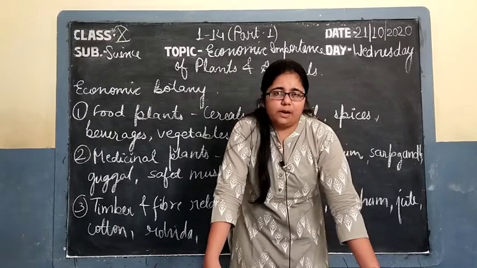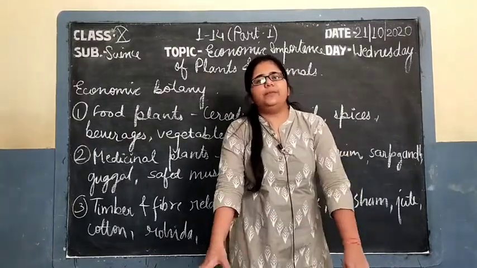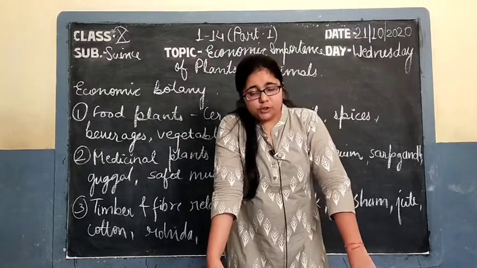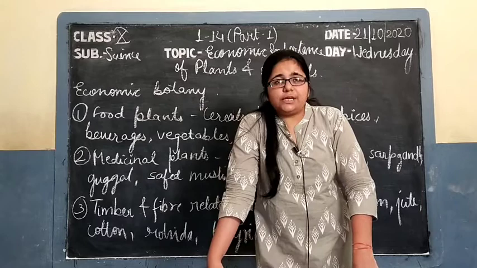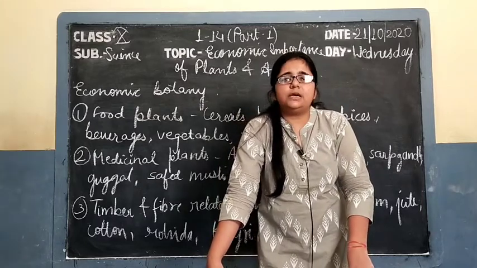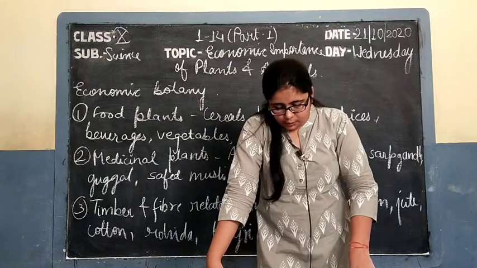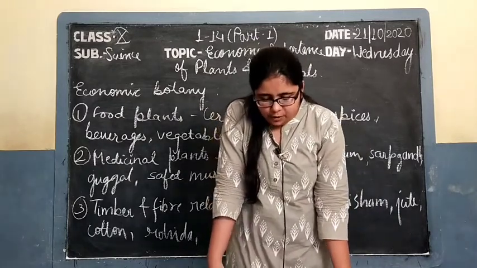Then the medicinal plants. The plants from which chemical substances which have medicinal values are obtained. So these plants are medicinal plants. Several plants have chemical substances in their stems which are used as medicines. So first one is turmeric, that is haldi, Curcuma longa. The second one is ginger, that is Zingiber officinale.